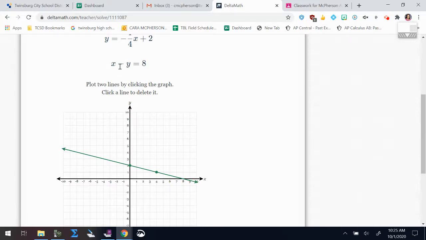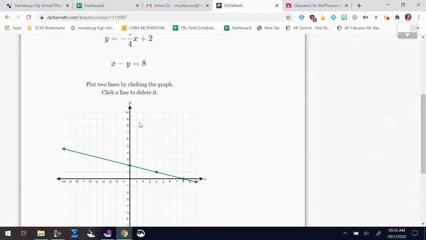If I cover up the y's here, I'm left with x equals 8. That means on my x-axis, it goes through 8. Hold on, let me get my line back. So it goes through 8. There we go. And then my y-intercept, when I cover up the x's, I'm going to have -y equals 8.